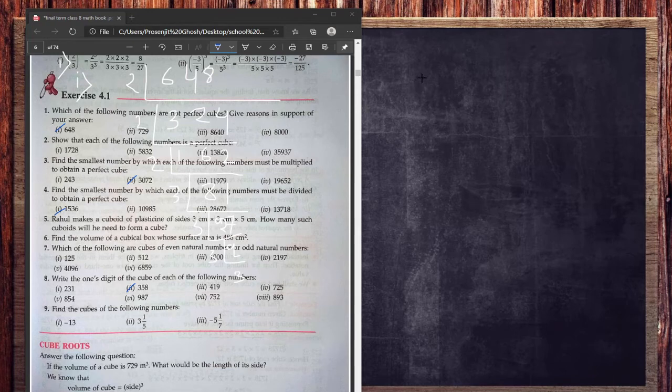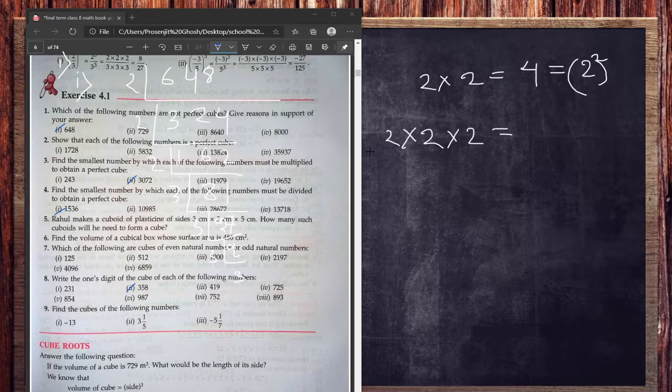In our last videos we already learned about the squares. What is that? If we multiply 2 into 2, that will give you 4, and that is the perfect square of 2. We can write it like that. But if we multiply 2 into 2 into 2, that means the same number with each other 3 times, then you will get 8. So this is nothing but the perfect cube of 2.